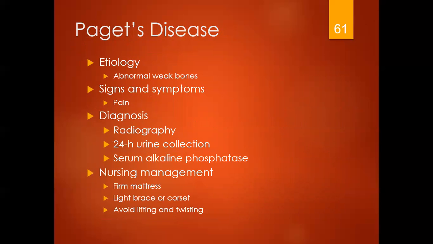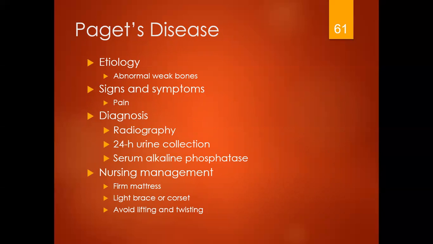Okay, Paget's disease. So this is a problem of abnormal bone resorption, right? And then we have an issue with replacement of normal bone marrow getting replaced with the fibrous connective tissue. Abnormal bone is very weak. It breaks very easily.